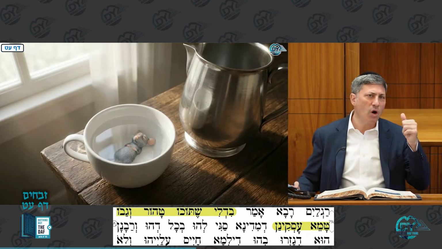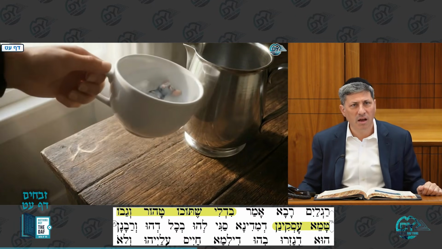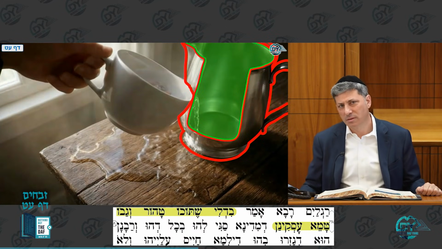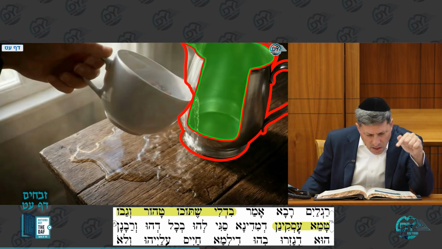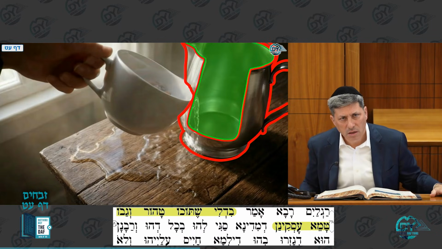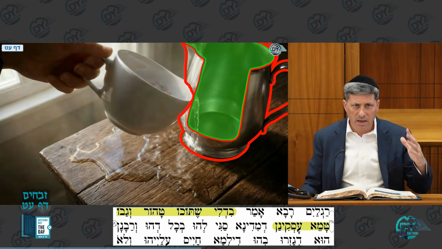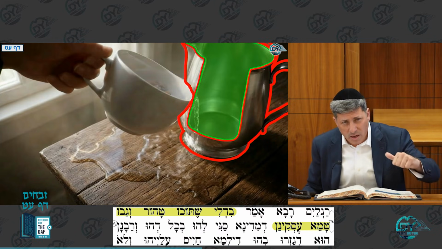But take a look at this. You have mouse water. You have all the good stuff. And you pour the water on the outside of a kli. Take a look what happens. The outside becomes tamei, and the inside is tahor. What's going on? Because this whole tumah is mi'd'rabbanan. The Rabbanan said that the outside is tamei, the inside is tahor.